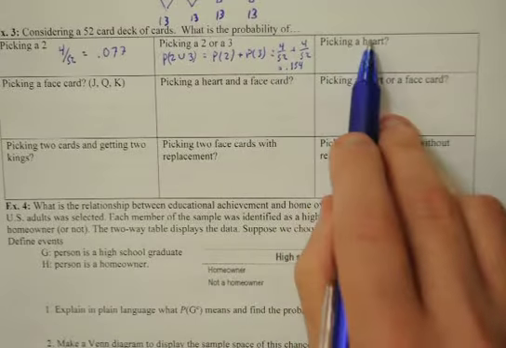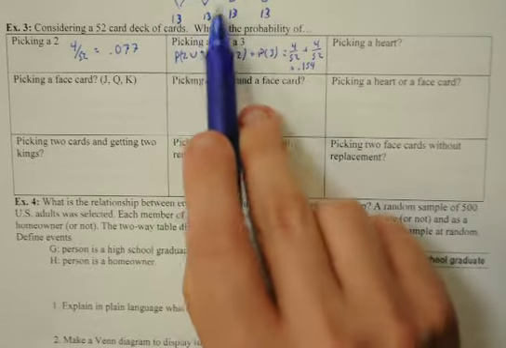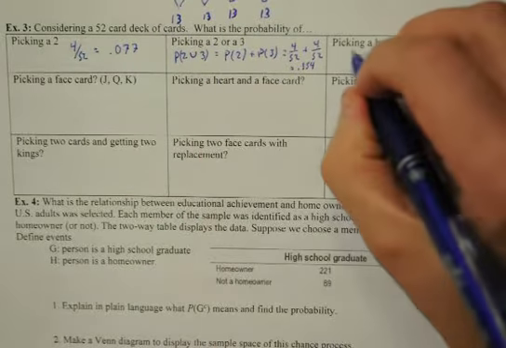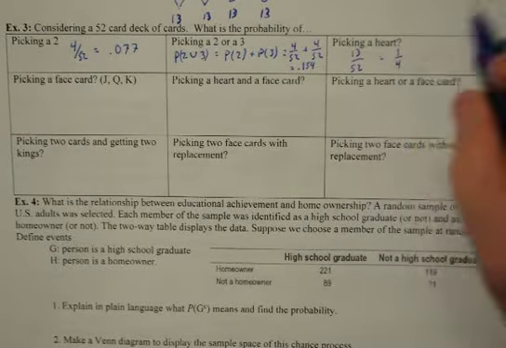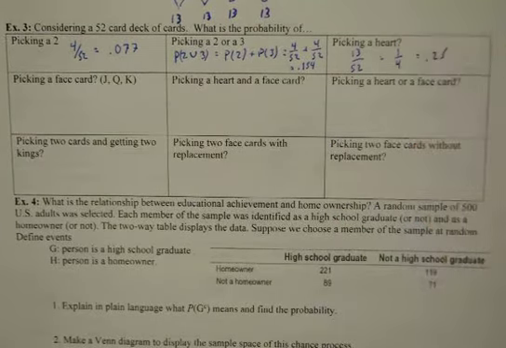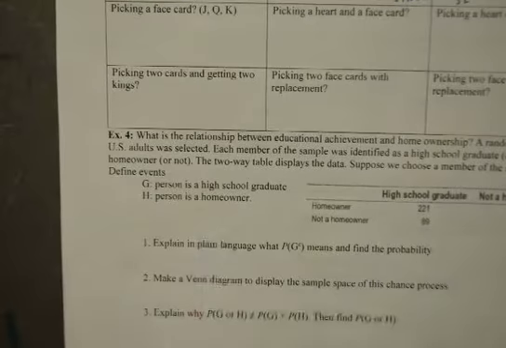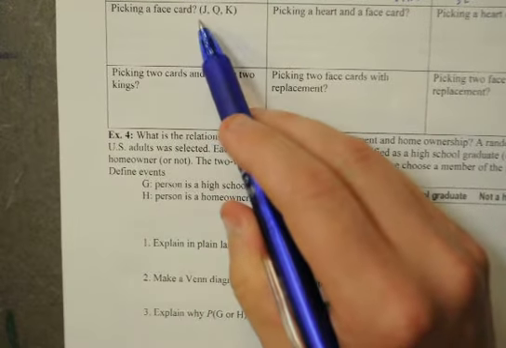What's the probability of picking a heart? There's 13 of those, 13 of those, 13 of those. So 13 out of 52, which would be 1/4, which would be 0.25.